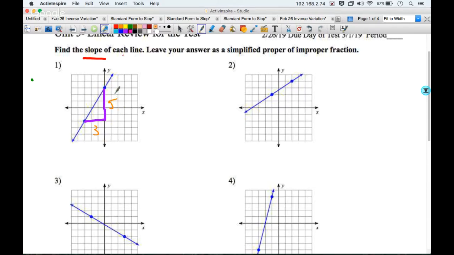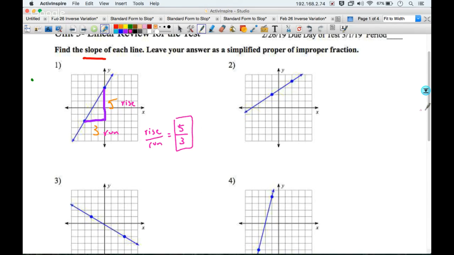We could label this 3 the run, and this 5 the rise, and then use the formula rise over run to find our slope of 5 over 3. Put a box around that. That's an improper fraction, which the directions told us was fine.